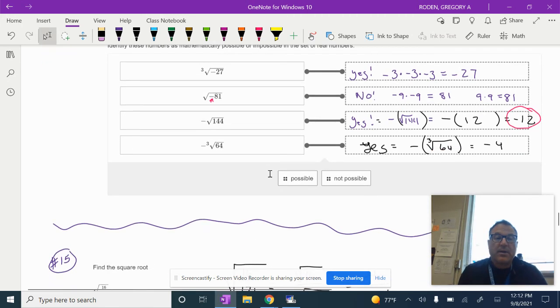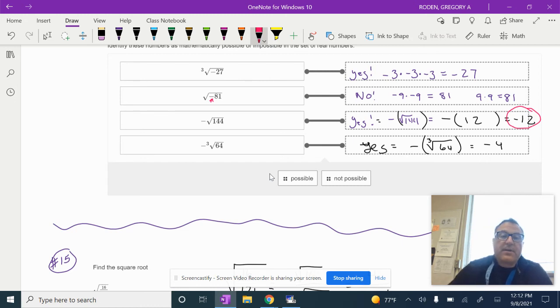Okay, what about the negative cube root of 64? Well, same thing. What's the cube root of 64? 4. And then the negative just gets tacked on because it's on the outside. So if the negative is on the outside, then it's always true. If the negative is on the inside, it's true if it's a cube root, and it's not true if it's a square root. Okay? Does that make sense? So the only one here that was not true is when we had a square root with a negative underneath the square root sign. Okay, that's when you have the non-real numbers.